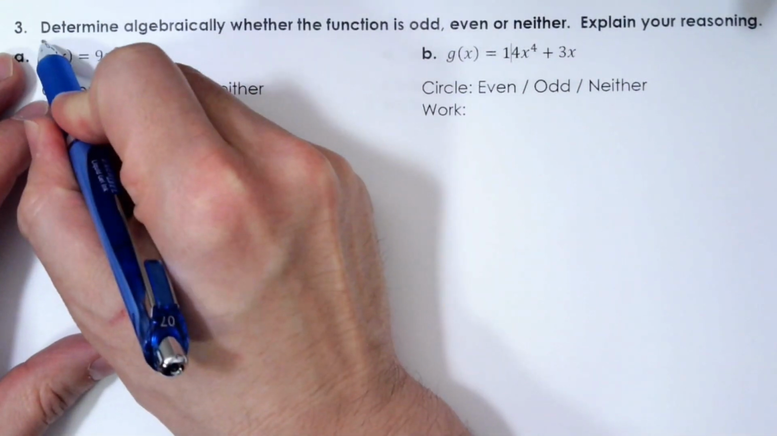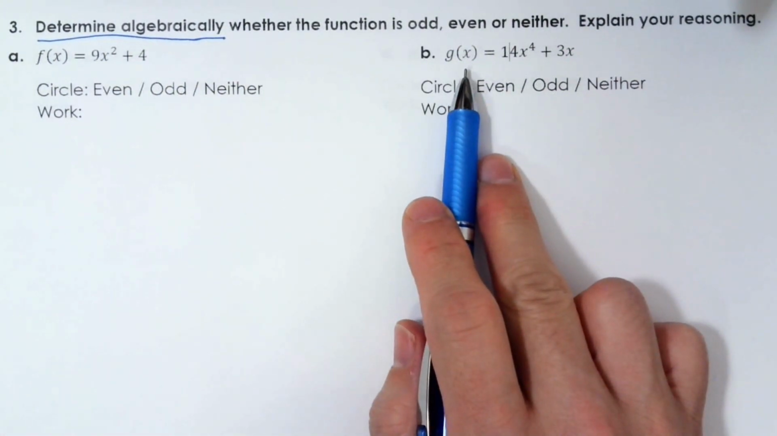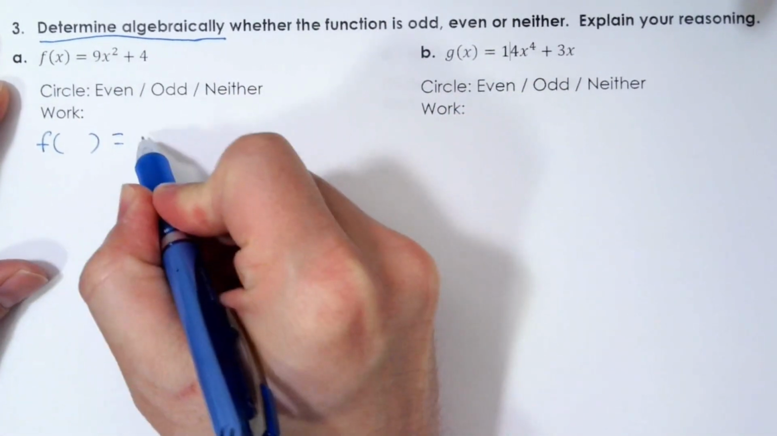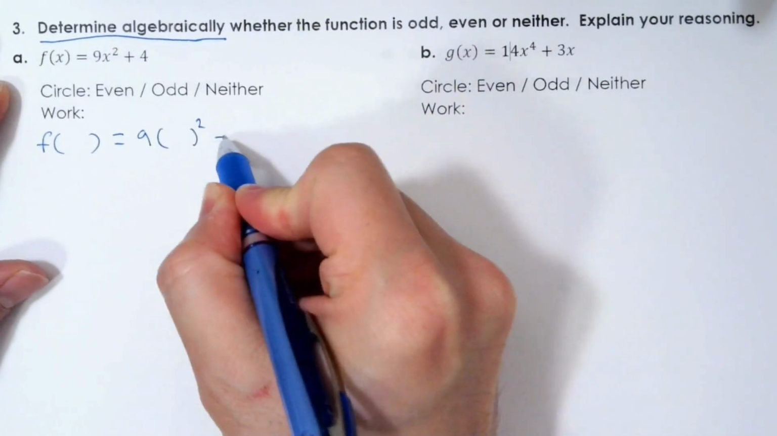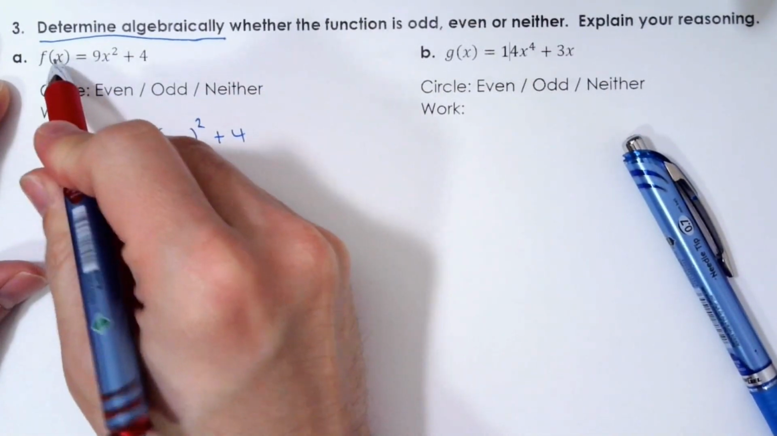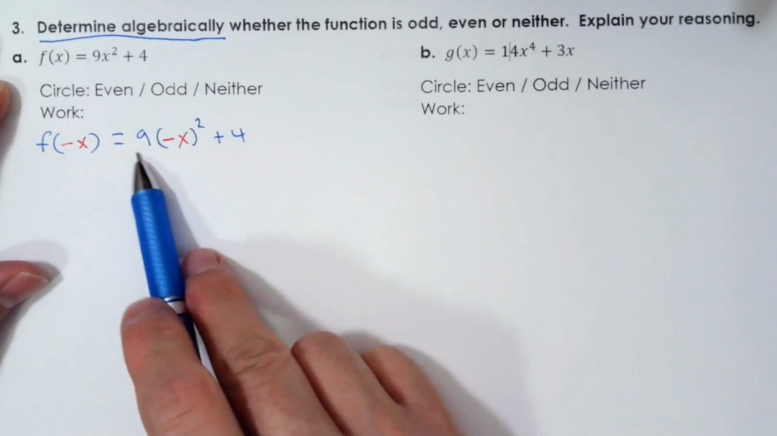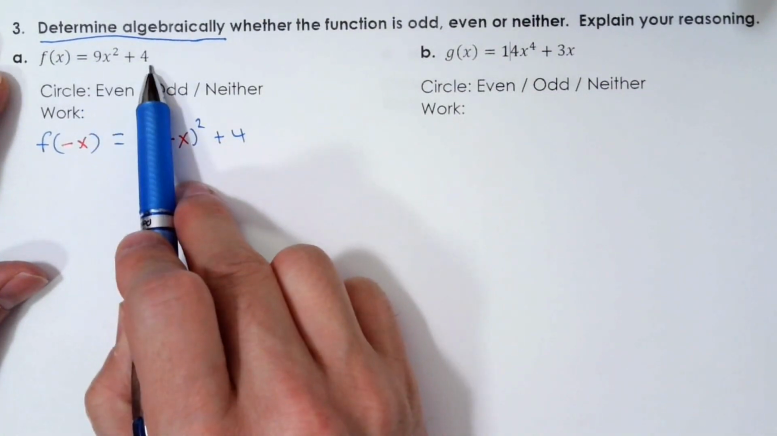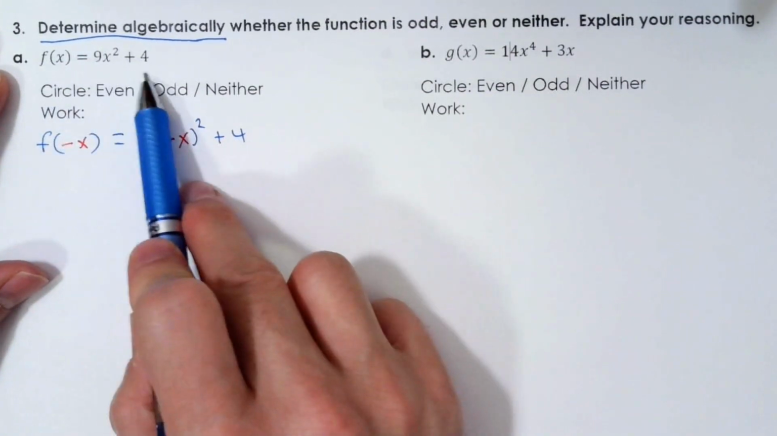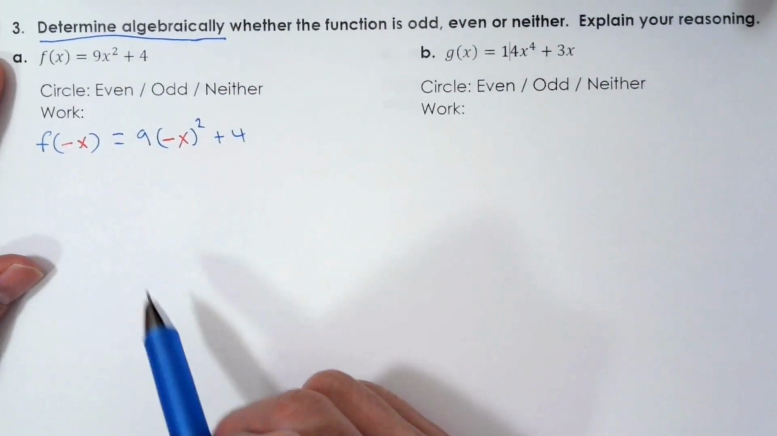So here we're asked to determine algebraically whether these functions are even or odd or neither. So we begin by composing with an input of negative x instead of x. And we see if this simplifies to the original function, we're even. If this simplifies to the opposite of the original function, we're odd. And if neither are true, it's neither even nor odd.